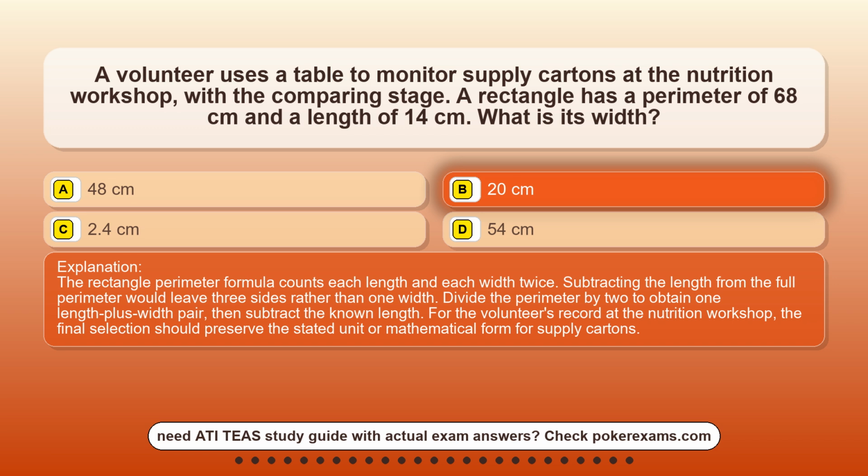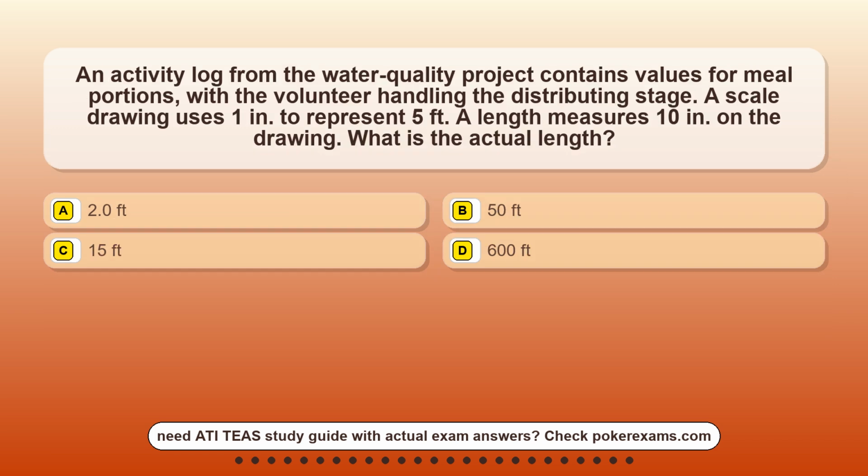supply cartons. Question 21. An activity log from the water quality project contains values for meal portions, with the volunteer handling the distributing stage. A scale drawing uses 1 inch to represent 5 feet. A length measures 10 inches. On the drawing, what is the actual length? Option A, 2.0 feet. Option B, 50 feet. Option C, 15 feet. Option D, 600 feet. The correct answer is option B, 50 feet.